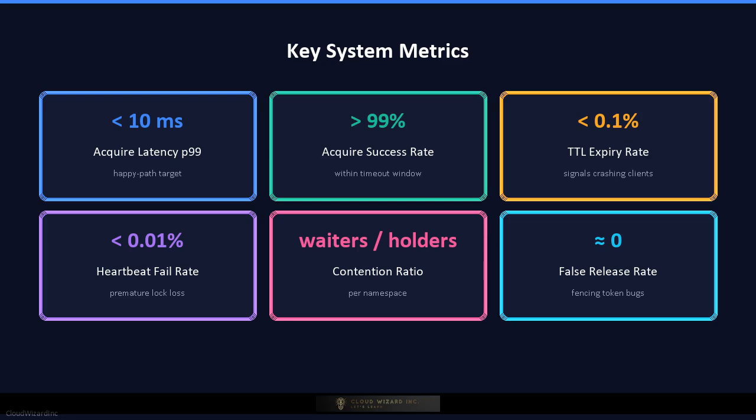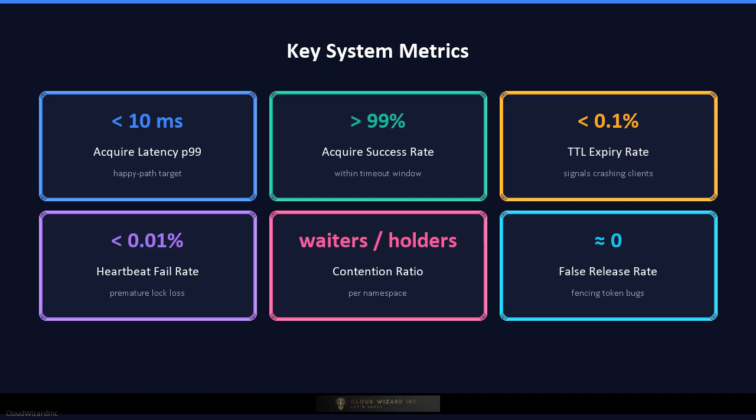The key metrics to know: cold lock acquisition latency at the 99th percentile. This tells you if the lock service is a bottleneck under contention. Lock acquisition success rate, the fraction of attempts that succeed within the requested timeout, which reveals how much contention exists for hot namespaces. Lock TTL expiration rate, how often locks expire without being explicitly released, which is a signal of crashing clients or network issues.